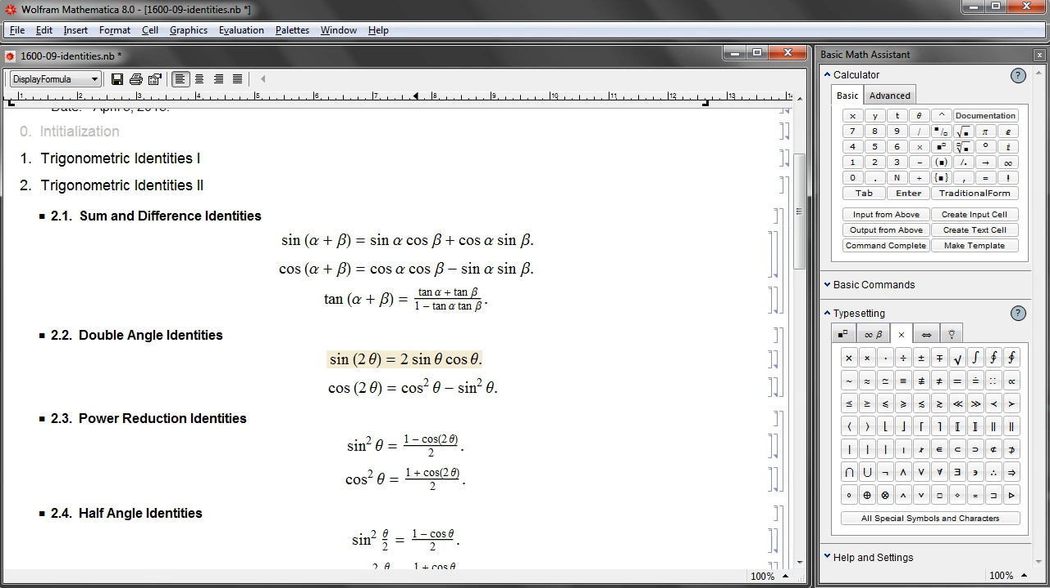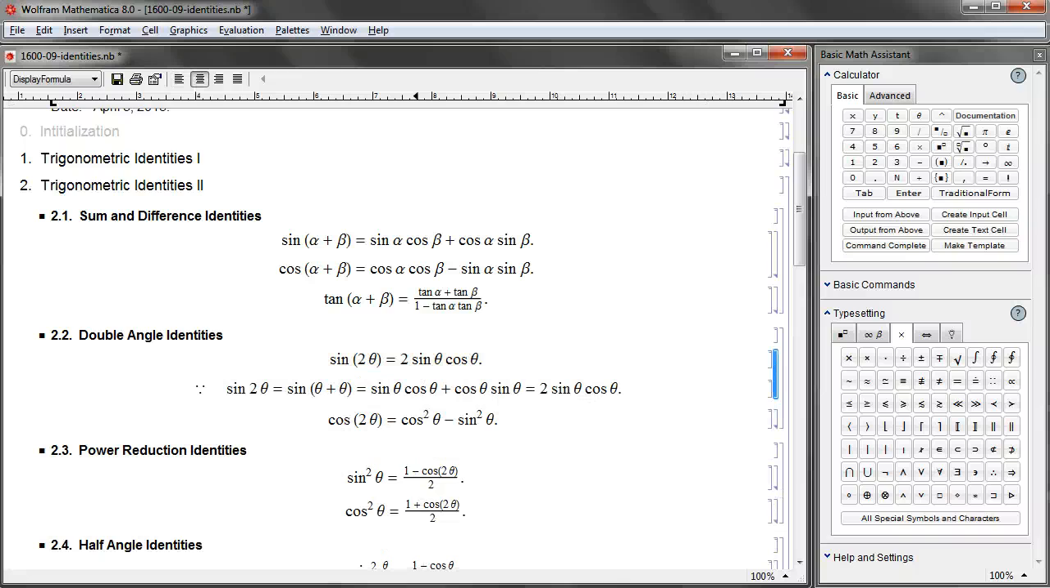Here's something called double angle identity. In a special case where alpha and beta are both equal to theta. So what do you get? Instead of sine of alpha plus beta, you get sine of theta plus theta because these two angles are the same.